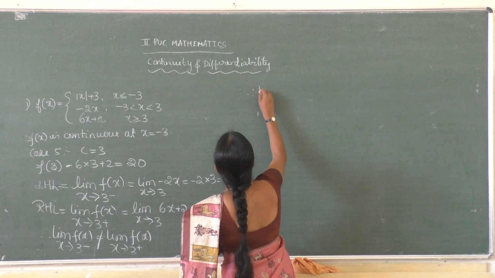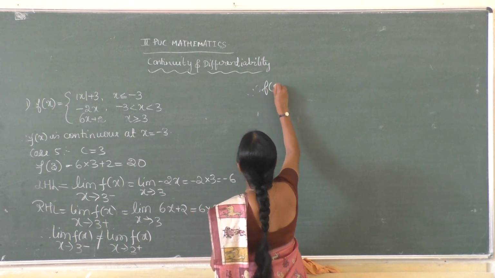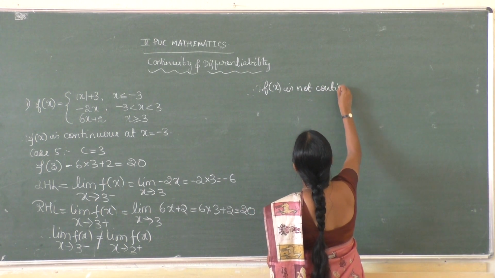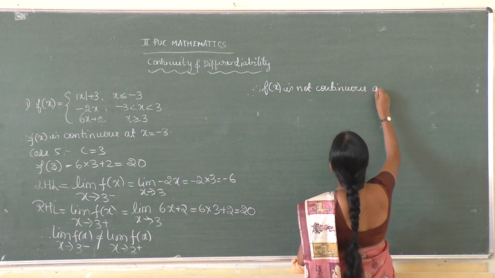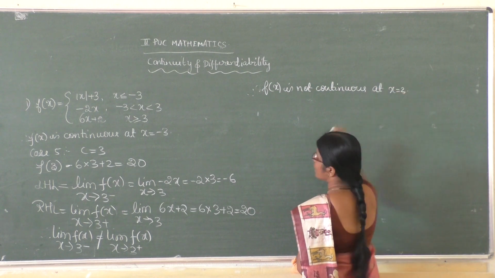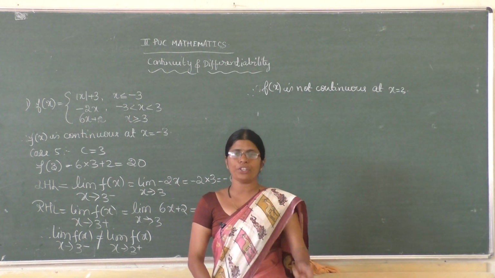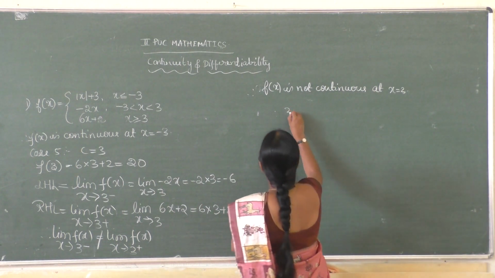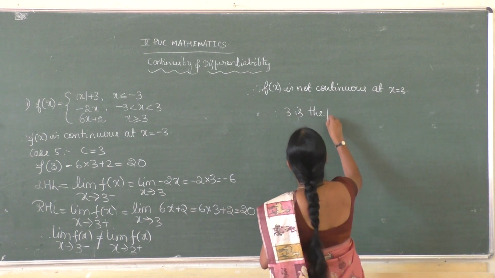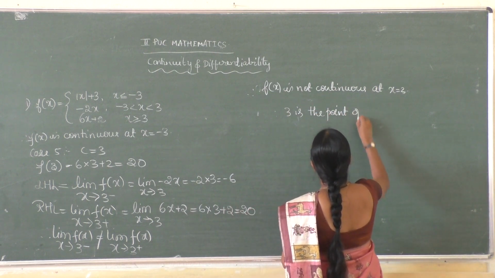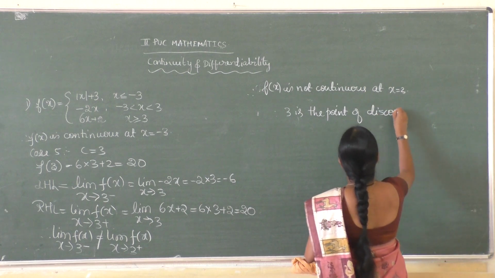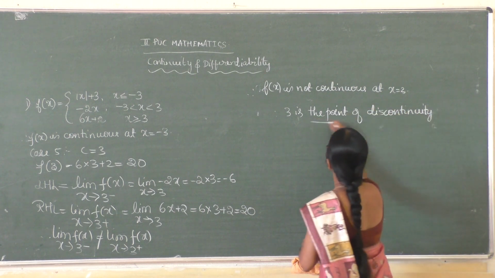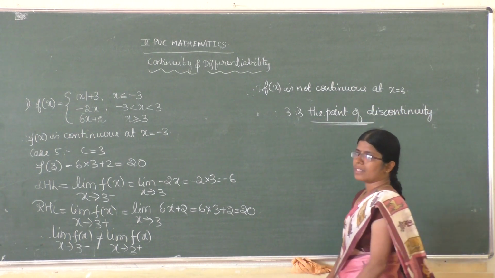Therefore, f of x is not continuous at x equal to 3. So, we have now one point of discontinuity and that point is 3. Therefore, 3 is the point of discontinuity.